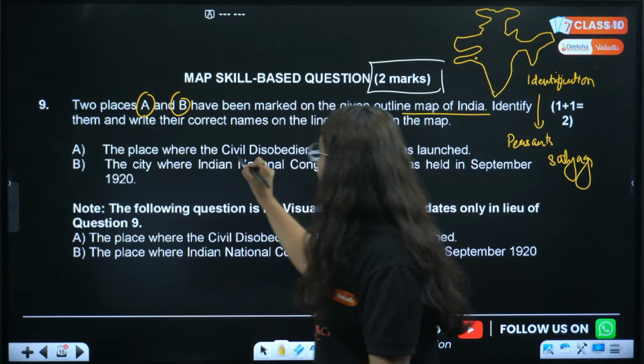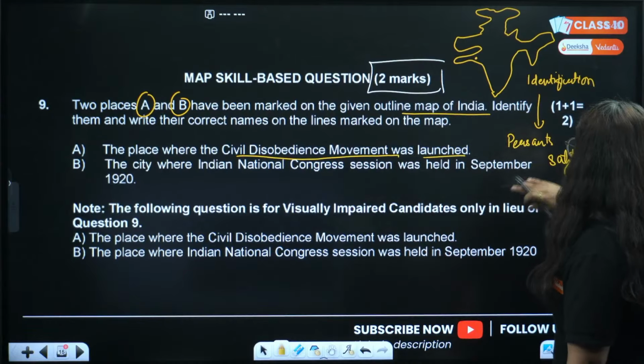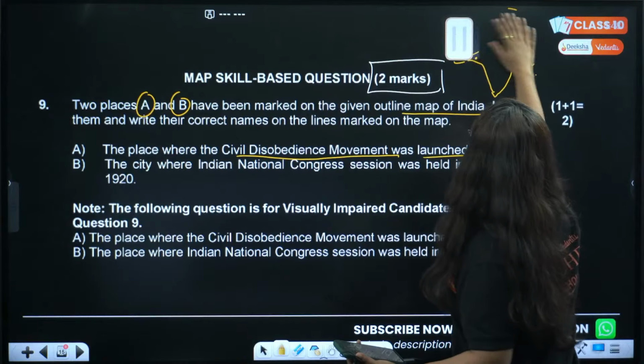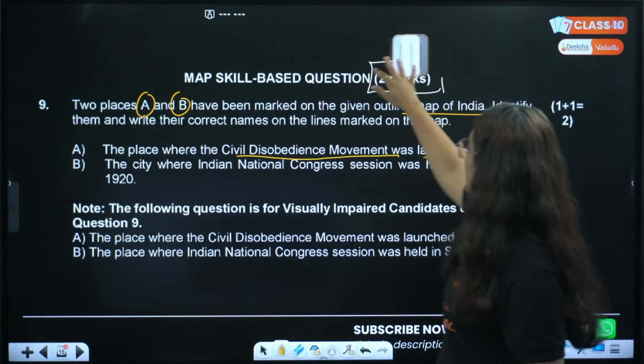So the place where the civil disobedience movement was launched, tell me faster. The place where civil disobedience movement was launched.